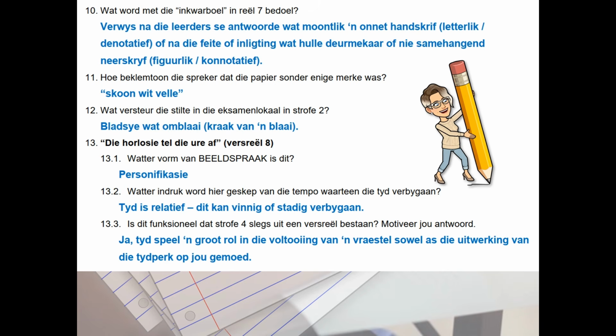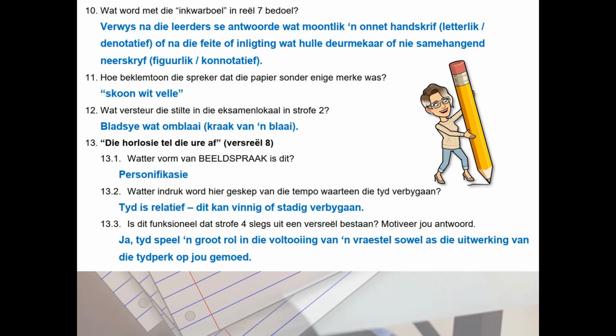Nommer 11, hoe beklemtoon die spreker dat die papier sonder enige merke was? So how does the speaker emphasize that the paper was clean before they started? They speak about skoon wit velle, so it's the clean white pages. Nommer 12, wat versteur die stilte in die eksamenlokaal in strofe 2? So what is breaking the silence in the exam venue in stanza 2? It's the pages that turn, daai kraak van 'n blaai, so it's when they turn the page.